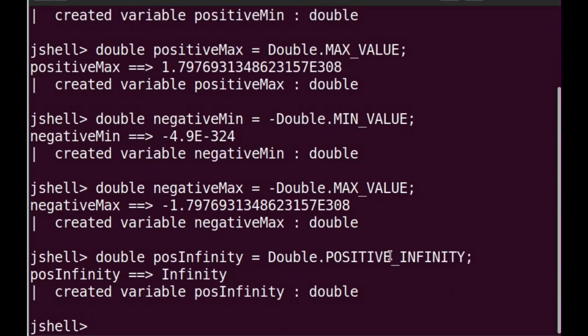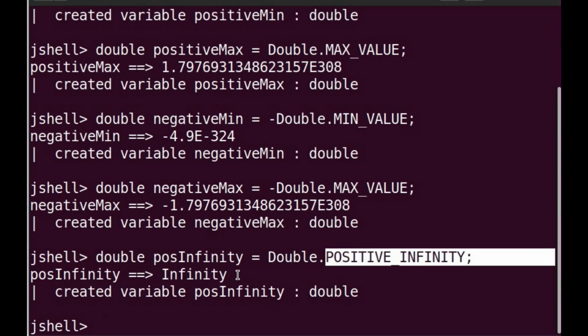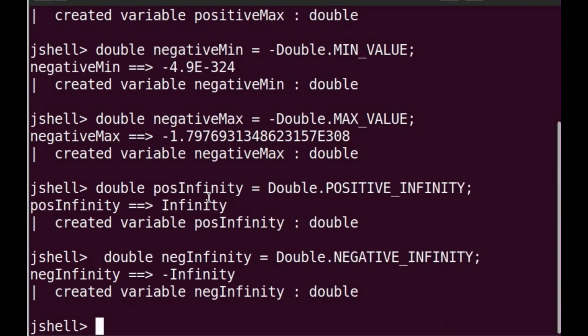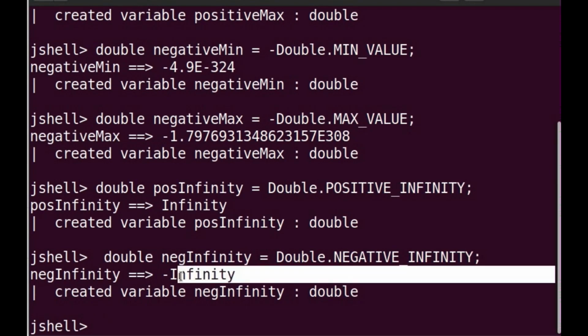Here we're using the Double constant POSITIVE_INFINITY to return positive infinity, which creates Infinity, and here we're getting the negative infinity value using the constant Double.NEGATIVE_INFINITY.